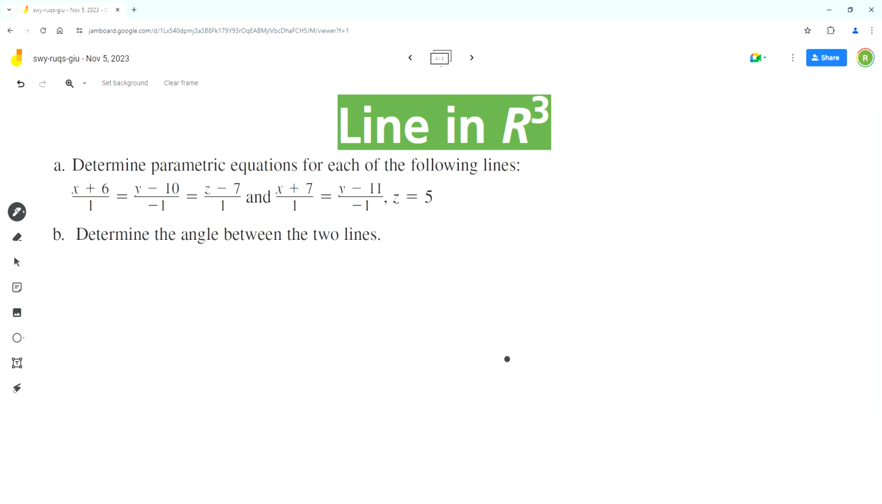So in this video, we'll solve this problem using the concepts of line in R3. As per part A, determine the parametric equations for each of the following lines. We are given these two equations in symmetric form and we have to convert the symmetric form to parametric form. So let's start with the first equation.